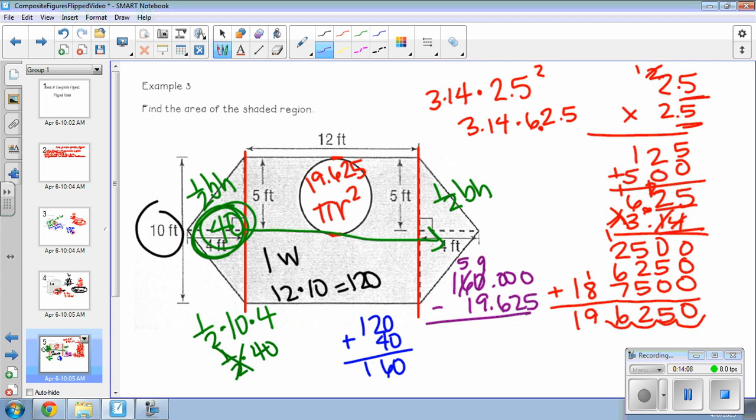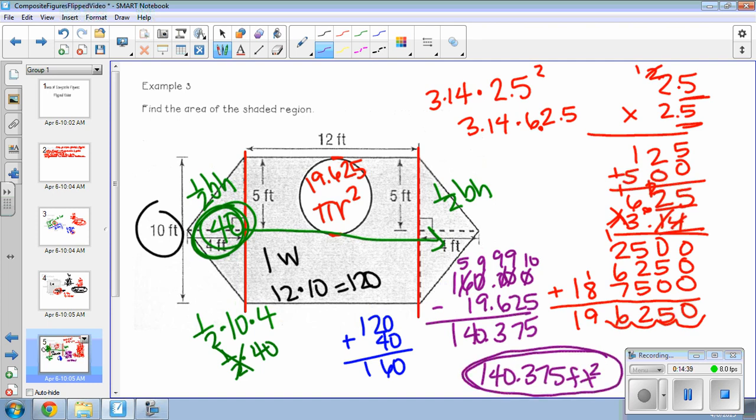So I've got to borrow all the way over to the end. And I get a final answer of 140.375. Our dimensions here were feet. Again, it's still area, so I'm going to use that exponent of 2 for the area of this composite figure.